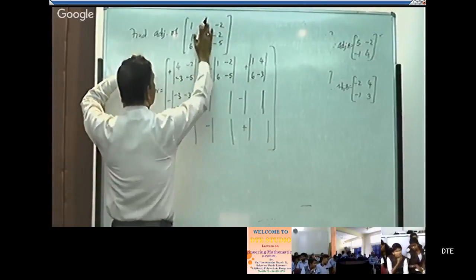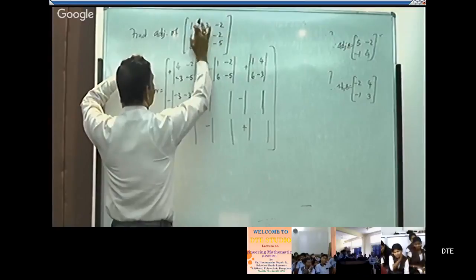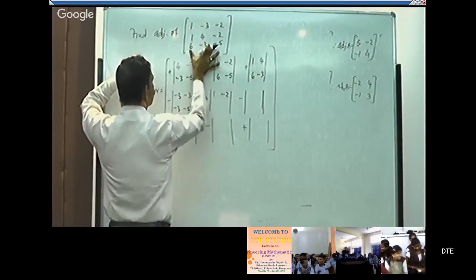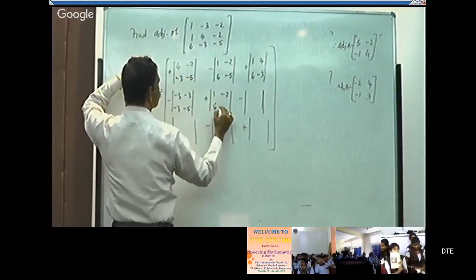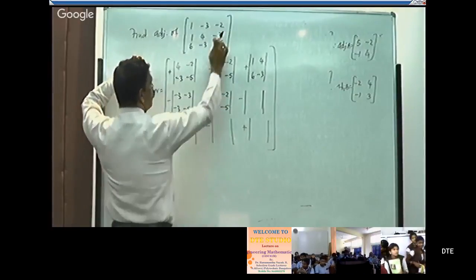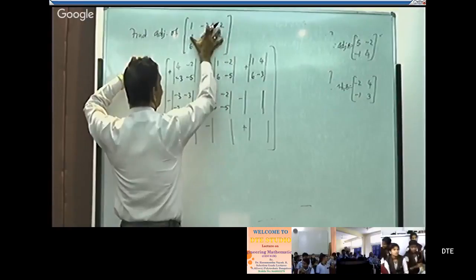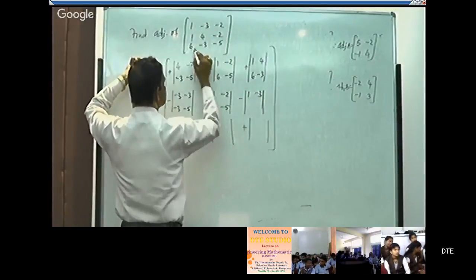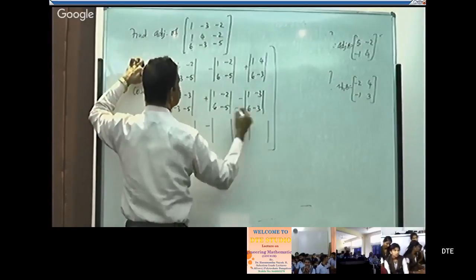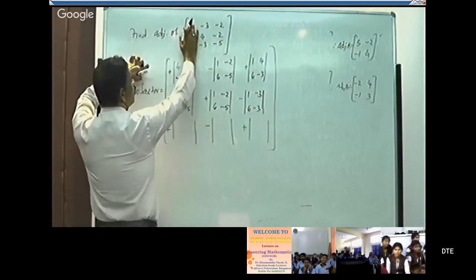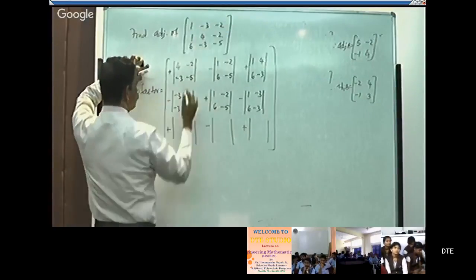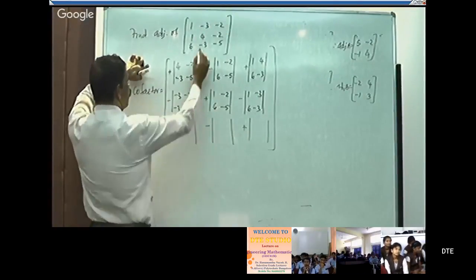For 4, leave this column and row. 1, minus 2, 1, minus 2, and 6, 6, minus 5. For minus 2, leave this column and row. 1, minus 3, 1, minus 3, 6, minus 3. For 6, leave this column and row. Remaining elements are minus 3, minus 2, 4, minus 2.